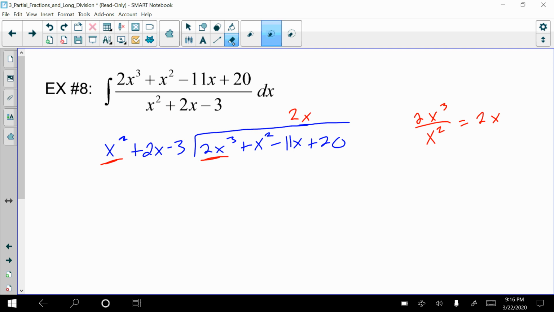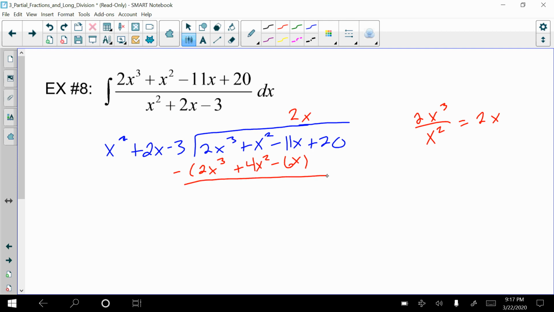So let's go ahead and get rid of these lines here so they don't confuse anybody. Okay. And we multiply just like we would normally do in long division. So 2x times x squared gives me 2x cubed. And then we multiply the next term, and I get a positive 4x squared. And the last one will give me a negative 6x. Now I am subtracting an expression, not just an individual number, so I put that expression in parentheses because the negative sign needs to be applied to everything.